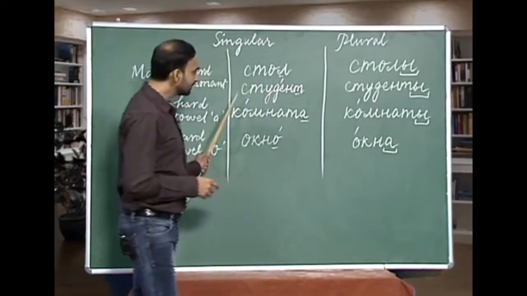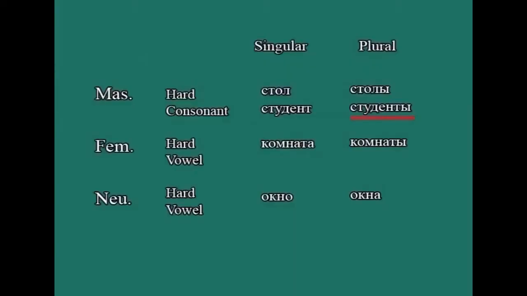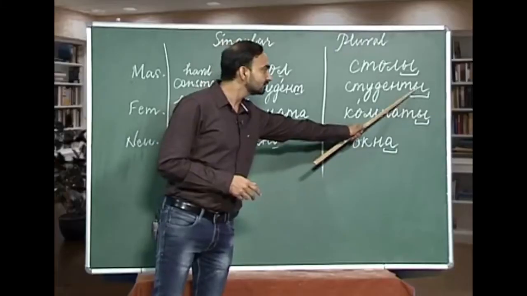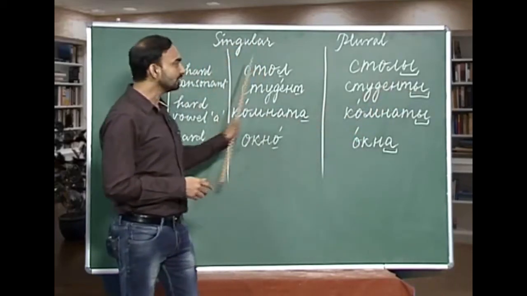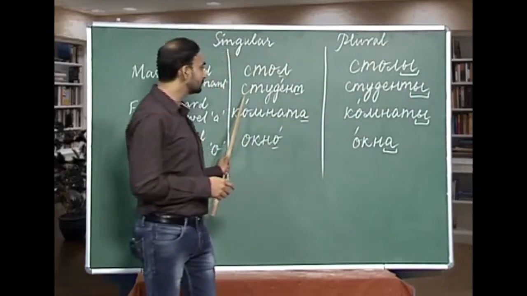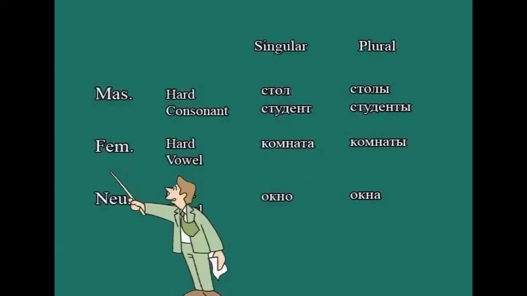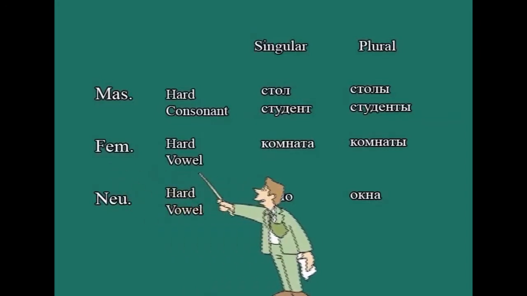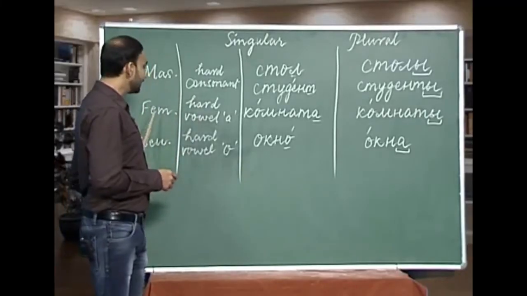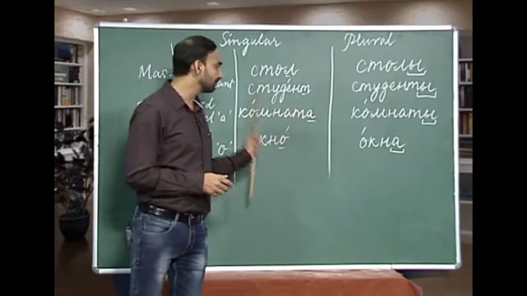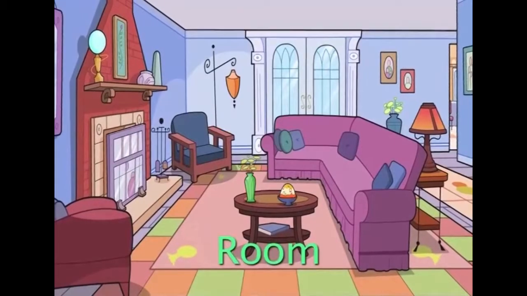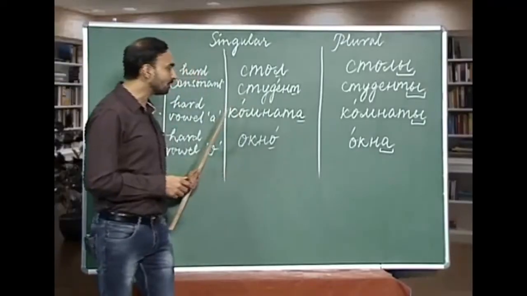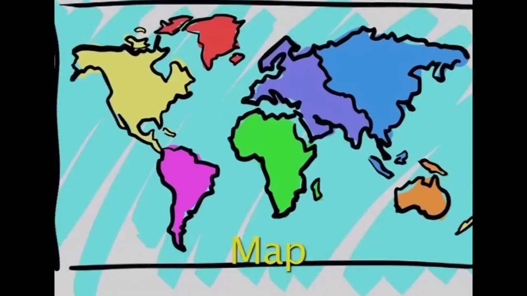The same way, the plural of student will be studenti. Again, we have added a hard vowel I. Stol, stali, student, studenti. Next, we have feminine nouns with hard vowel a ending. So, feminine nouns with the ending a. For example, komnata. Komnata is room. Komnata, karta. Karta is map.